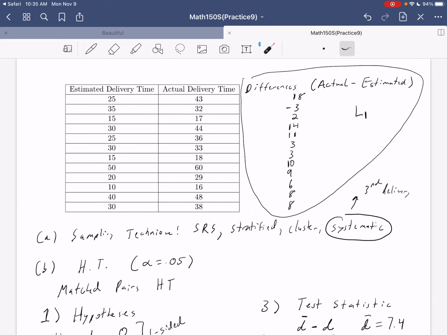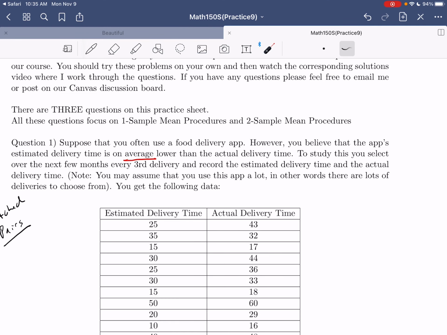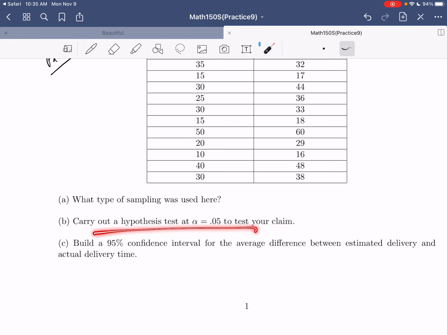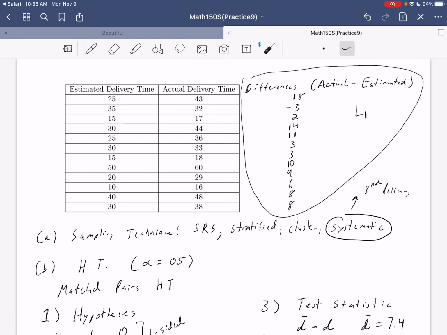Okay, so this first question, the main thing to keep in mind here was that when you see data like this, you should be immediately thinking matched pairs analysis, and that's how we did both the hypothesis test and the confidence interval. All right, let's go ahead and move on to question 2.